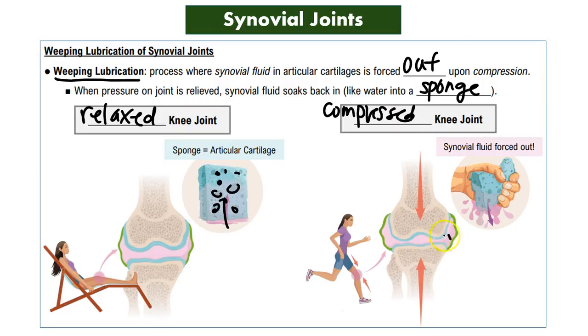So that synovial fluid is going to leak out. It's going to be a shock absorber because it is thick. It's not some kind of thin fluid. And again, it will lubricate the areas around to protect the articular cartilage. So that's just one thing that we call weeping lubrication of synovial joints. When the joint is relaxed or when it's compressed, you'll see exactly how that synovial fluid works.